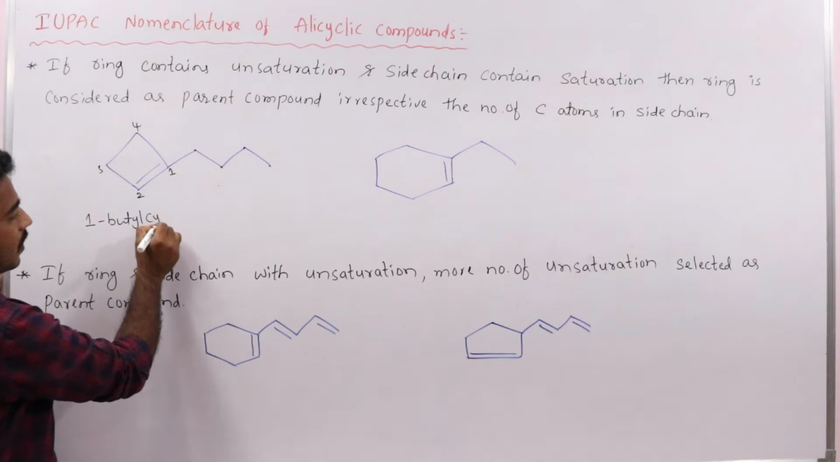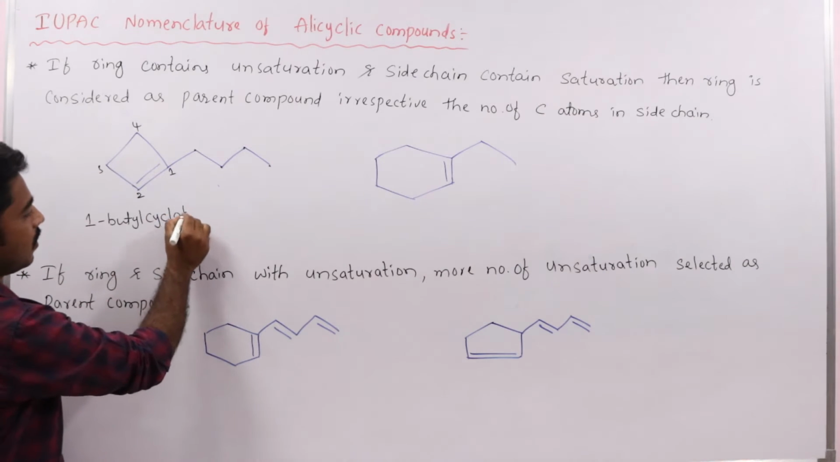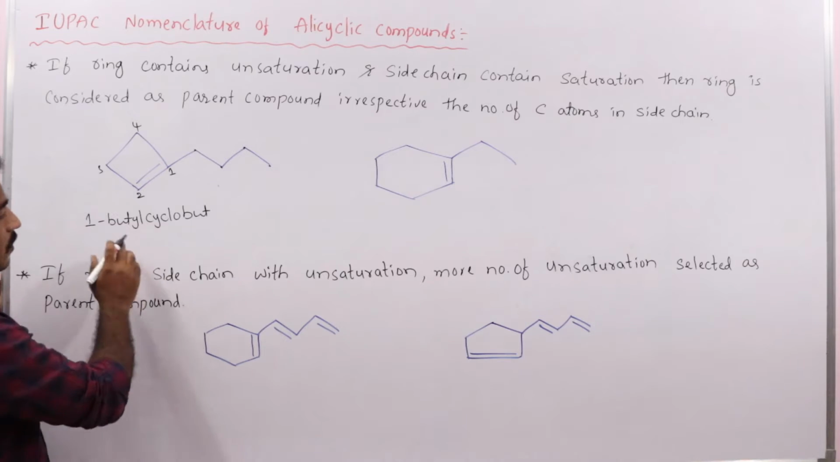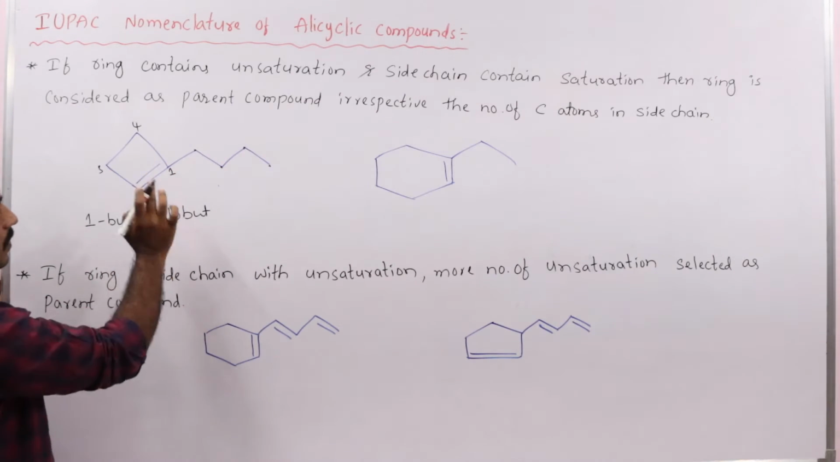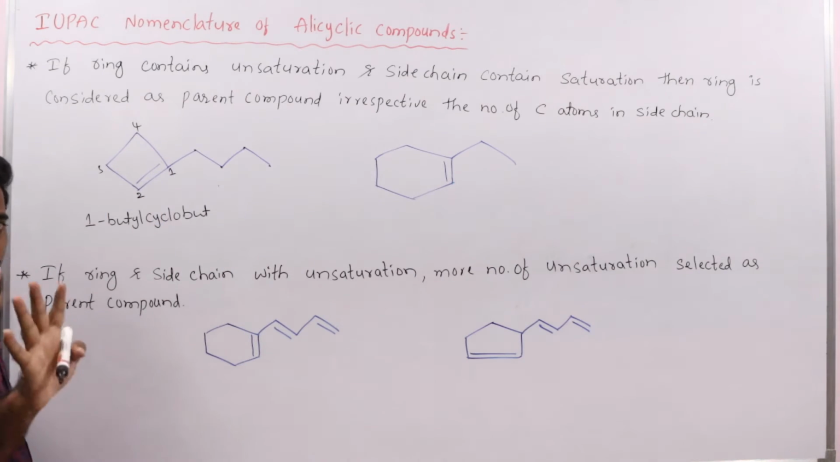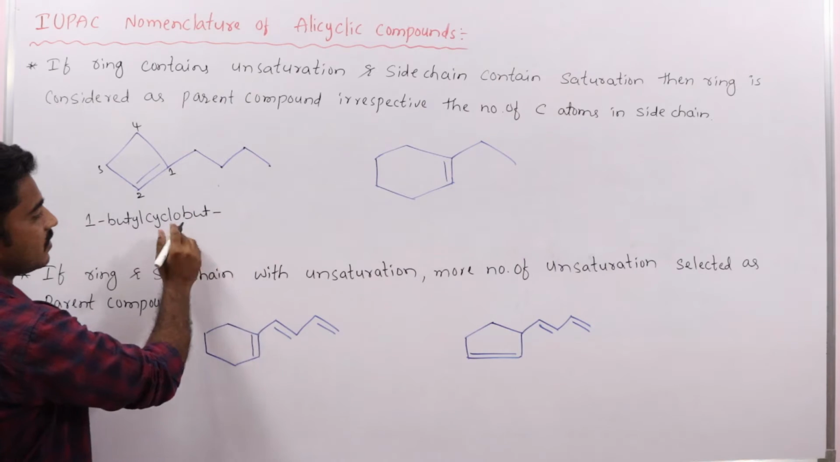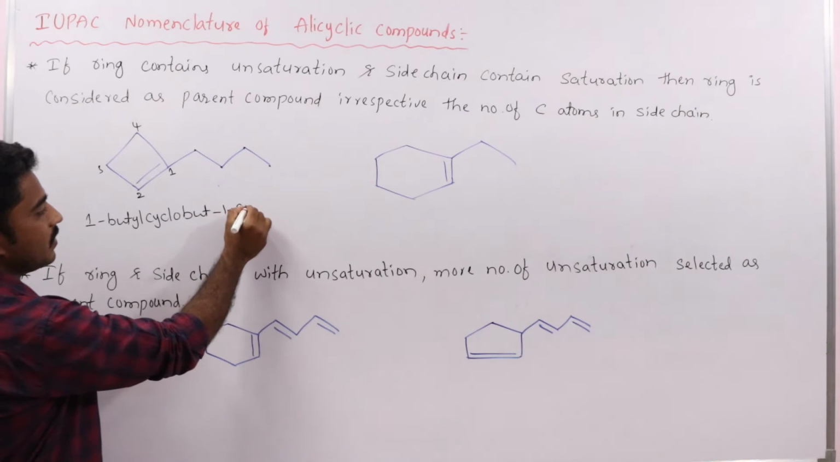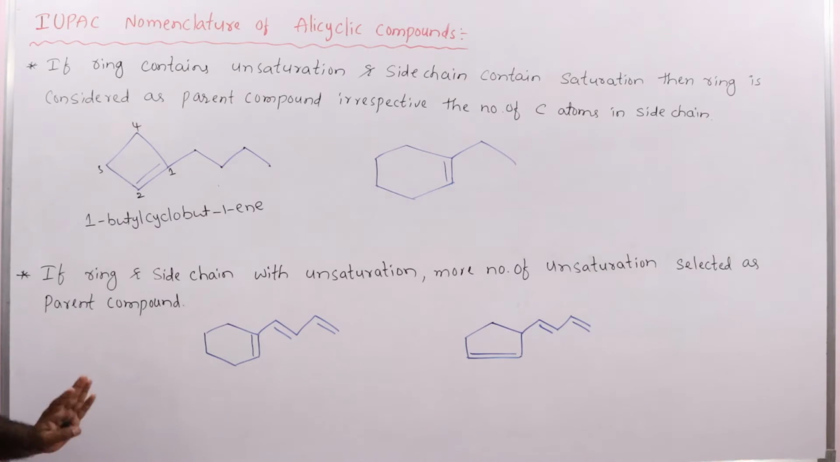Cyclic group, so cyclo is the primary prefix. Next, but is the root word. Okay, 1-butyl is a substituent. Cyclic group and but, because the cyclic ring contains 4 carbons. But, and at the first position a double bond is there. That's but-1-ene. So 1-butylcyclobut-1-ene is the name.